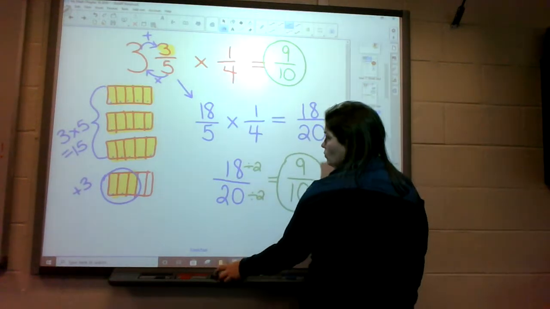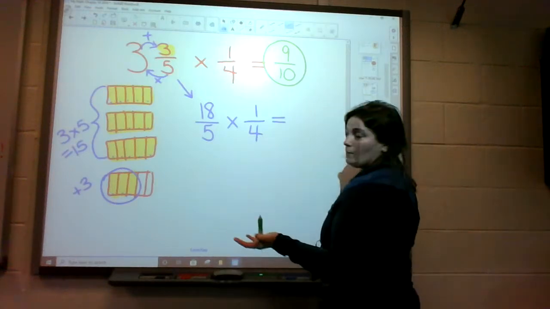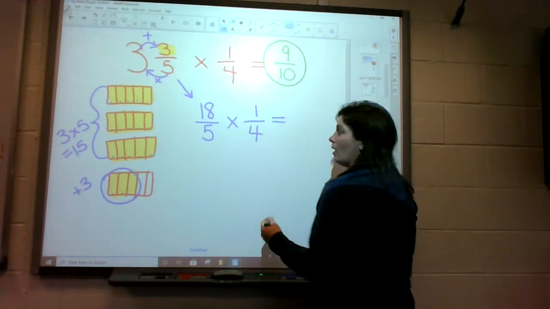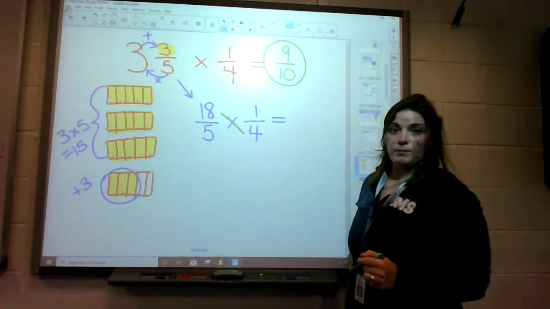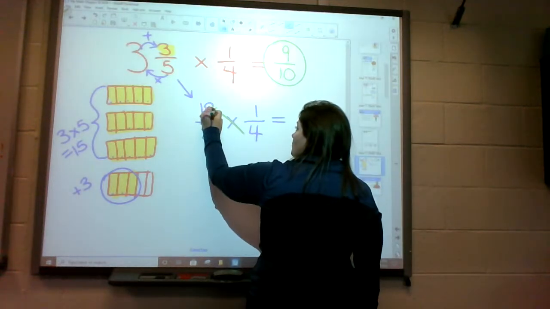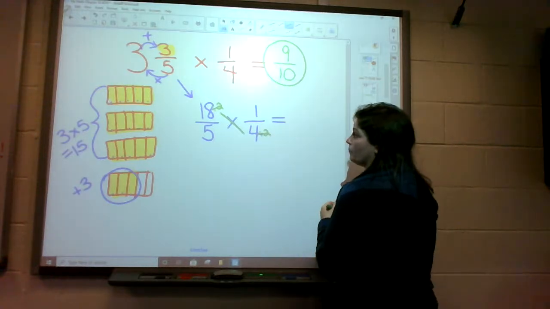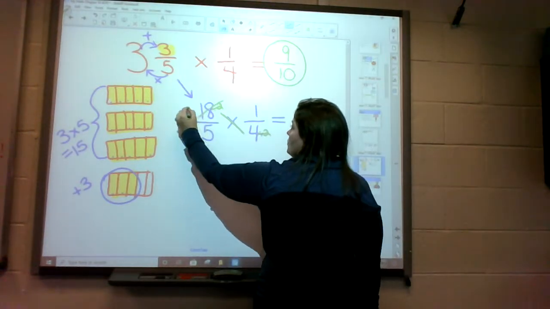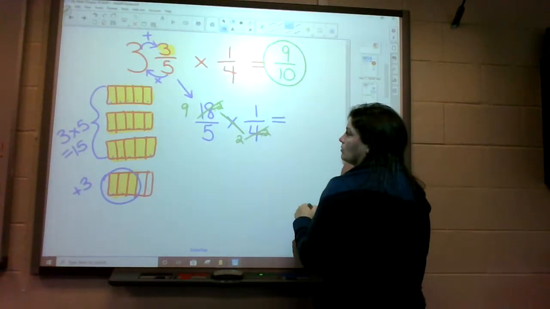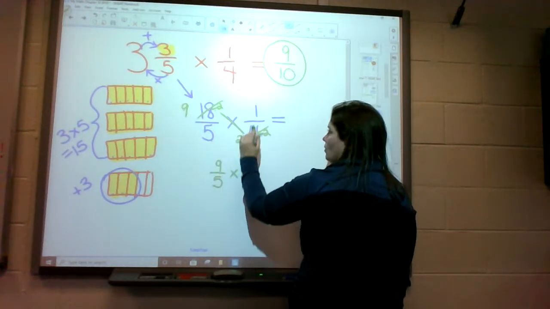If I chose to simplify my problem, I would check my diagonals. This diagonal of 1 and 5 cannot be simplified. However, 18 and 4 can get simplified because 18 and 4 are both divisible by 2. So if I simplify my problem, I may not have to simplify the answer. Let's see, 18 divided by 2 equals 9. 4 divided by 2 equals 2. So I have 9/5 times 1/2.